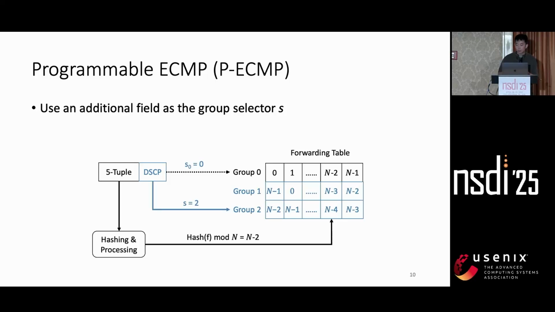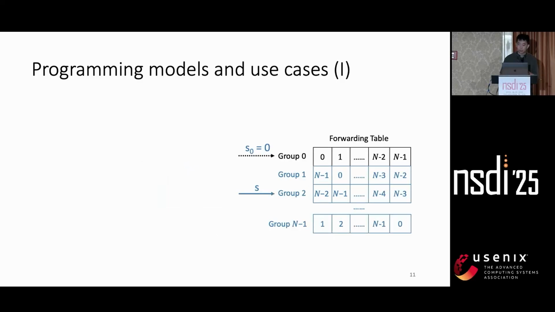And now, let's say we change the selector to a different value. For example, let s equal 2 in this case. Then the selected output port will be different. In this case, it becomes n-4 instead of n-2, as in group 0. So this is an interesting feature that we can leverage.